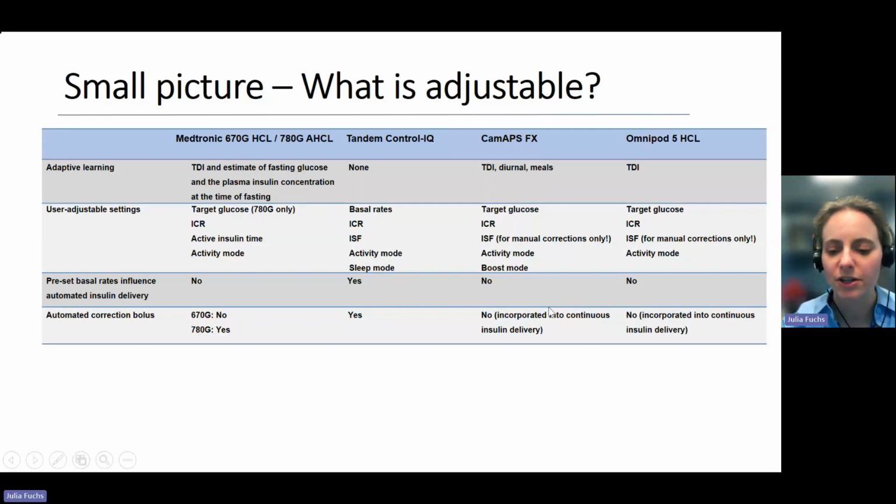And the most important part, perhaps, is the user adjustable settings. So what can you actually adjust in closed loop? What will make a difference to the closed loop algorithm? And that's quite different for all the different systems. And then also whether the preset basal rates influence automated insulin delivery, are there autocorrections, etc. So this is the time to look at your cheat sheet and just kind of remind yourself about these things, because that will help you to make appropriate suggestions depending on what problems you discover when you look at the small picture.